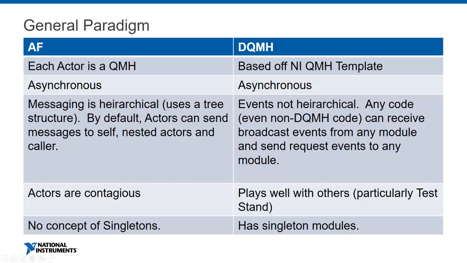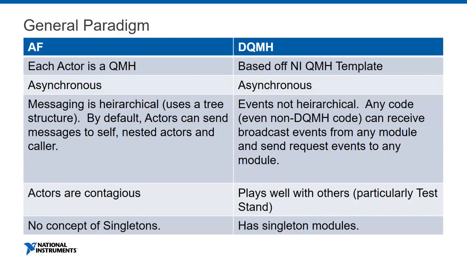All right, so the general paradigm for both is actually pretty similar, right? Each actor is a queued message handler. The DQMH, it's in the name, queued message handler. Both have a very defined way for interacting with it. In the Actor Framework, you send and receive messages. In the DQMH, you send and receive events. They're both asynchronous. DQMH does have a send response and wait for reply, but in both cases, they're generally asynchronous.